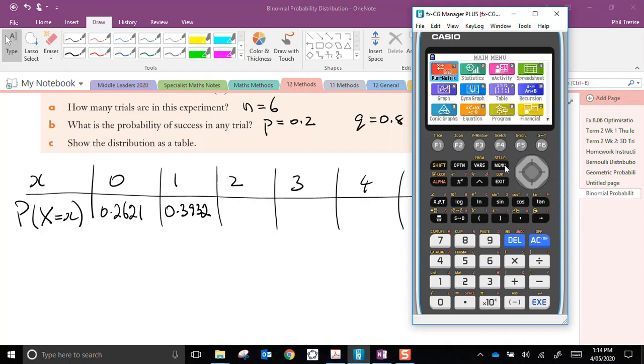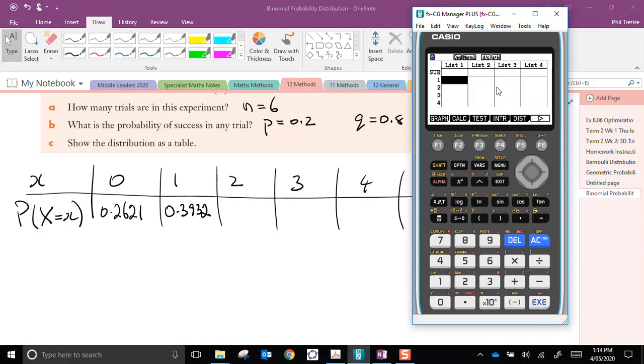So let me just show you. Let's pop across here to the statistics app, and here in this list I'm going to store the numbers 0 through 6, and these represent the values of x in this experiment. So we could get 0 successes, or 1 or 2 or 3, etc. Now I'm going to use F5 here for distribution. It's a binomial distribution, and it's a binomial probability distribution.